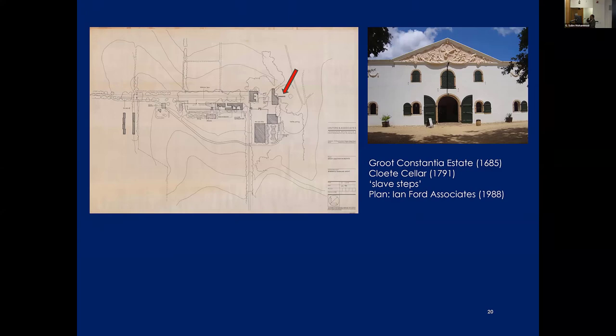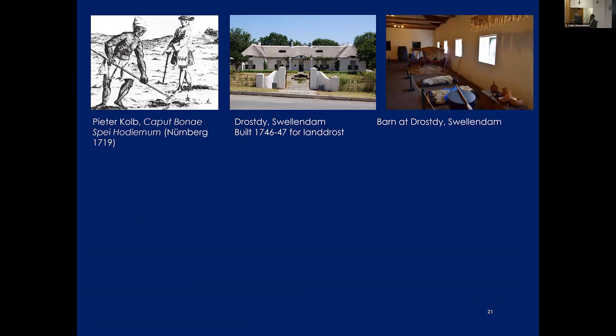To take the case of another famous Cape estate, here is Groot Constantia, at the back of this barn. Groot Constantia was built by Willem Adriaan's father, Simon van der Stel, the first real governor of the Cape, in 1685. These steps at the back are popularly known as the slave steps. So we don't actually have slave quarters there, but there are signs of slavery within these. This is a recent map from the time of the renovation there. Moving further afield, Swellendam has this building that was used by the magistrate, and it's in the barn at the back that they've tried to recreate the place where the slaves would have stayed. This doesn't seem to have had its own slave lodge.